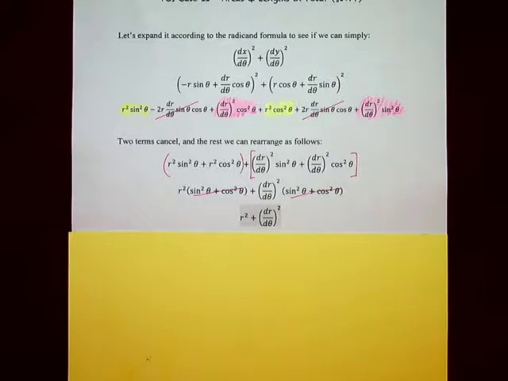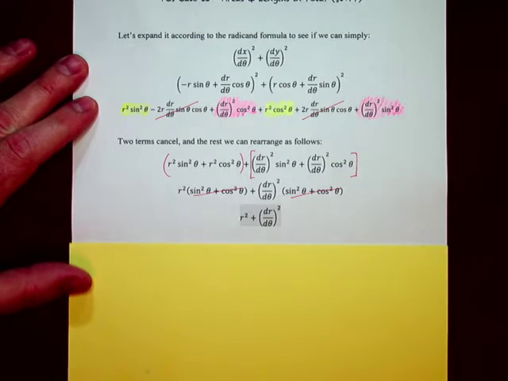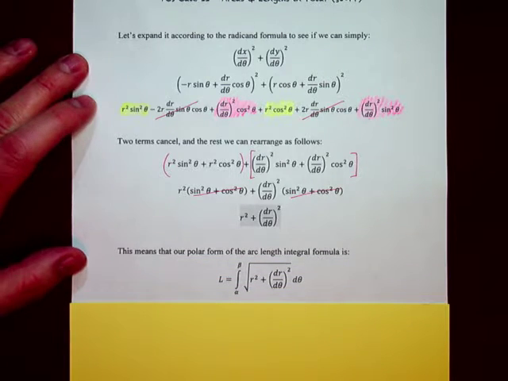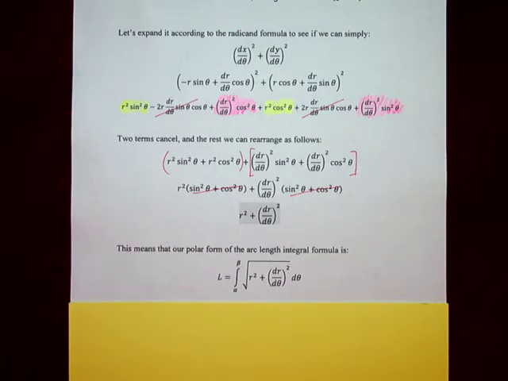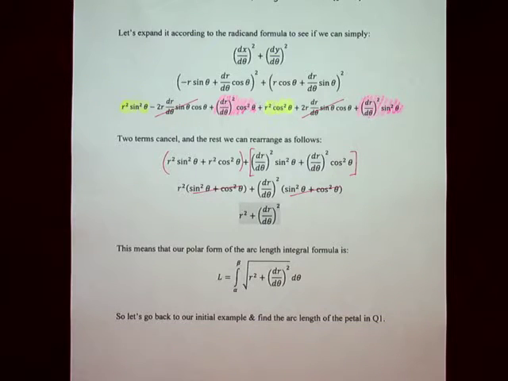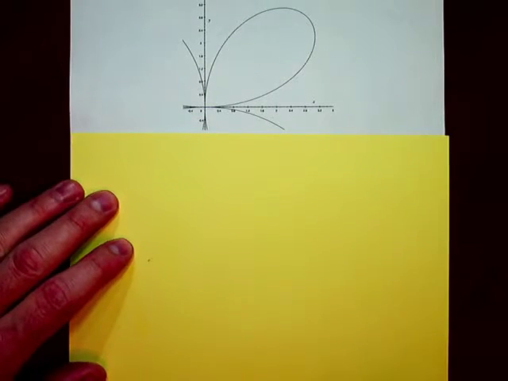Now that we have changed the form of the radicand, let's go ahead and plop it underneath the radical and into our integrand, and this becomes the arc length formula for polar equations. And so let's go ahead and do an example. What we're going to do is go back to that first example where we were looking for the area of that petal in the first quadrant.